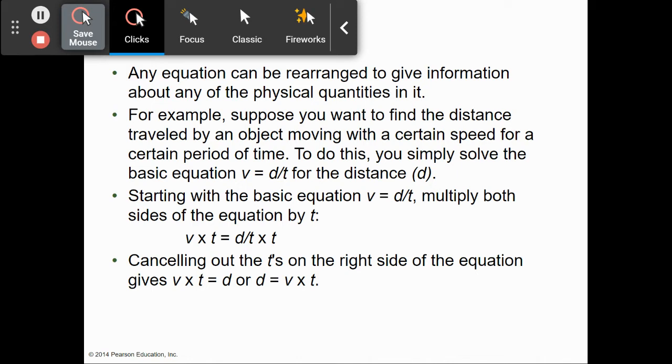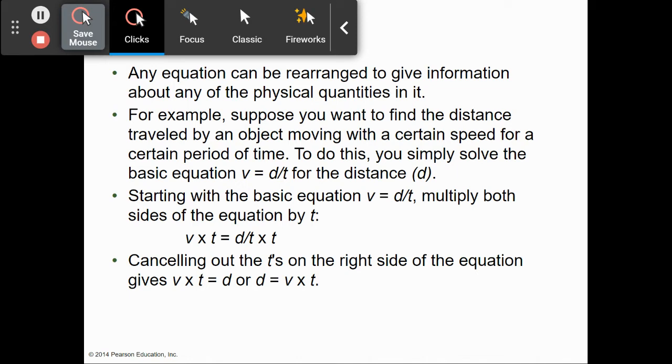So what am I going to do? Multiply both sides by t. Boom, boom, boom, boom. So now I have d equals v times t. That's it. Don't worry, it's going to get bigger. It's going to get harder. Well, let me rephrase. It's not going to get harder. It's just going to get longer. It's the same concept. That's the nice thing about algebra and about physics and math. It's the same concept over and over. It just might be a bigger equation. But you do the same thing.